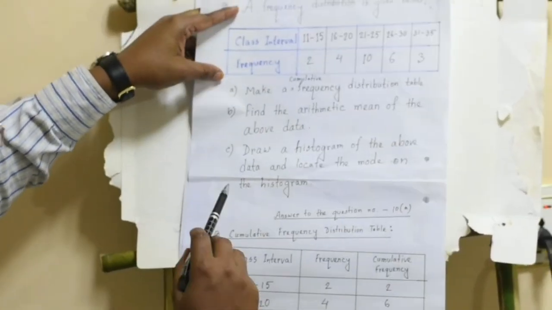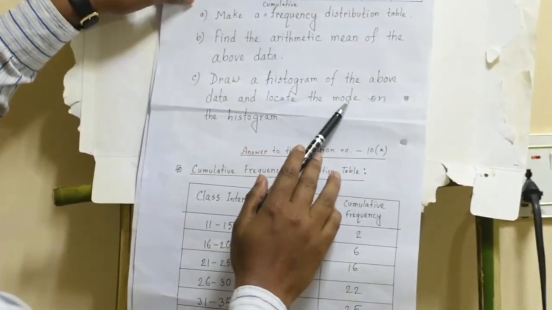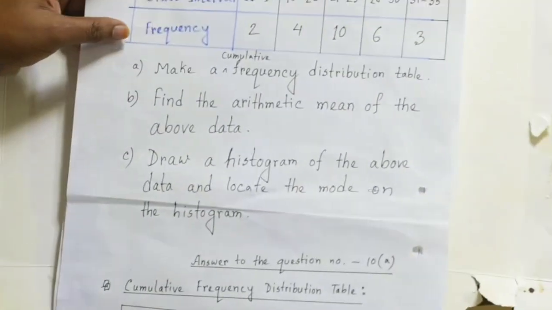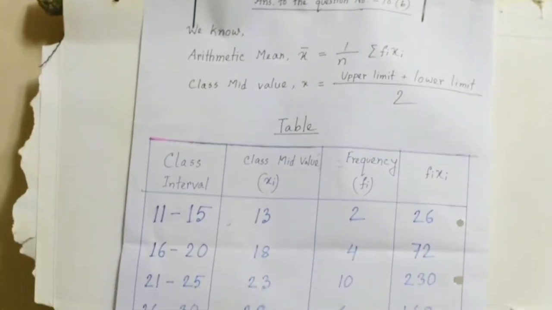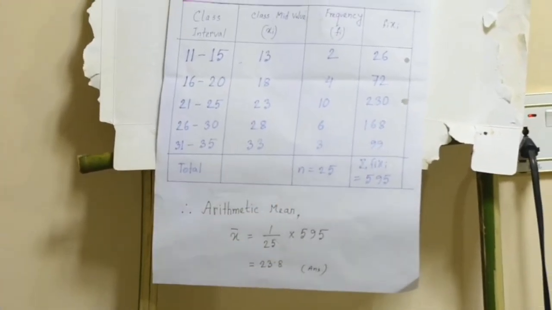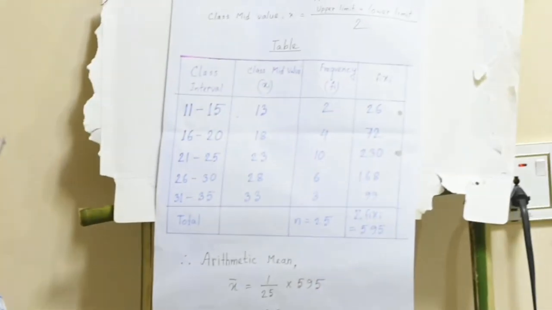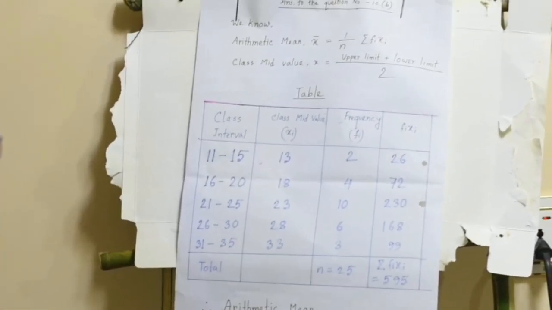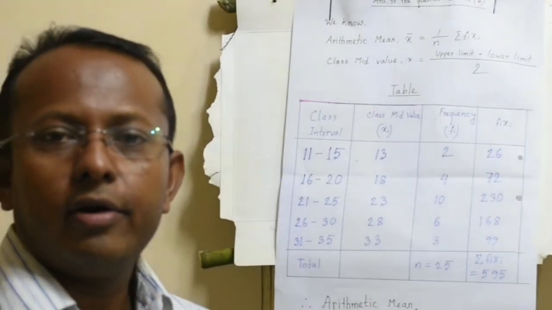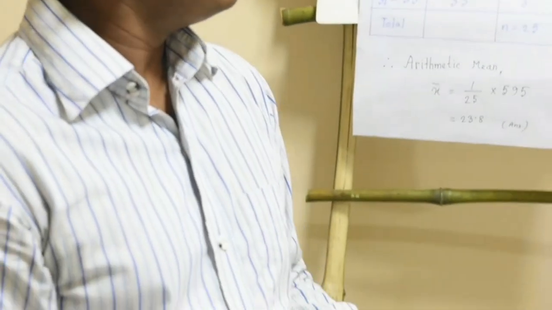The next part is to draw a histogram of the data and locate the mode on the histogram. I'm sorry to say that to draw a histogram we need graph paper, but at this moment I have no graph paper. That is why I have not discussed the process to draw a histogram. But in the previous class you understood how we can draw a histogram and locate the mode on it. So this is overall today's class. I tried to deliver a lecture on how we can calculate the arithmetic mean, and no more today.